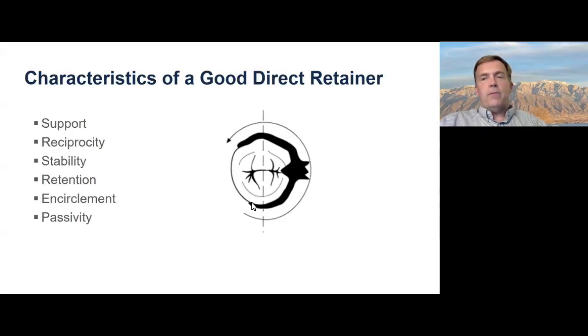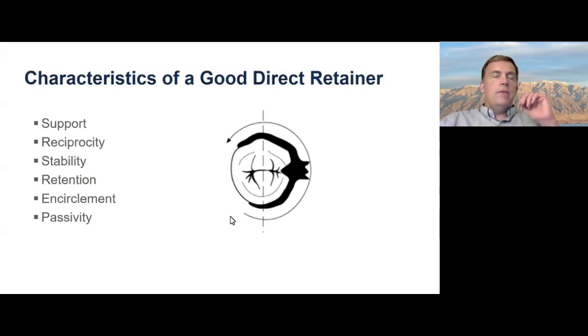Of course, stability is important. Encirclement is a big part of that. So if the clasps don't come past the midline of the tooth, then all the clasping is going to do is try and push the partial distal. So we want to make sure we get past 180 degrees of the tooth. If we're deciding to clasp a tooth, we want to wrap around as much of the tooth as possible.